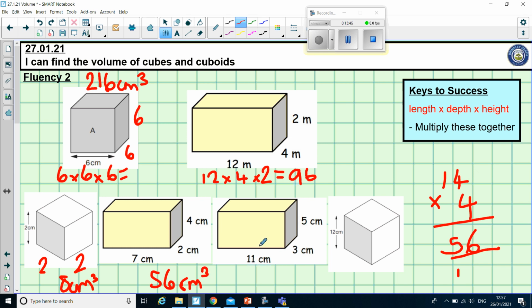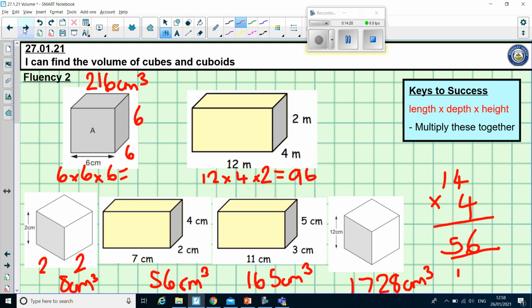Okay, the next one we had to do 11 times 3 times 5. So first of all, 11 times 3 is 33, and then you needed to do 33 times 5, which would give you the answer 165 centimetres cubed. Okay, and the final one, we had to do 12 times 12 times 12. So 12 times 12 is 144, and then you needed to do 144 times 12, which gives the answer 1,728 centimetres cubed.